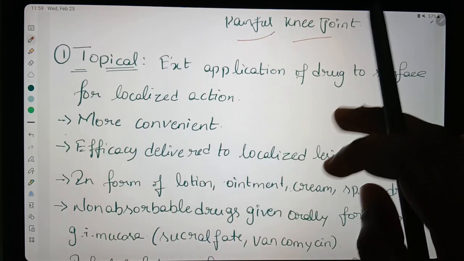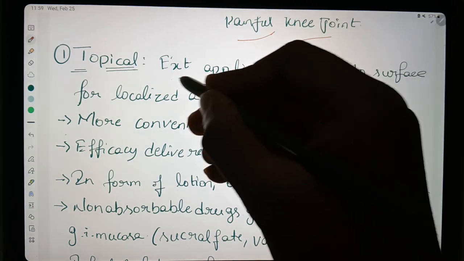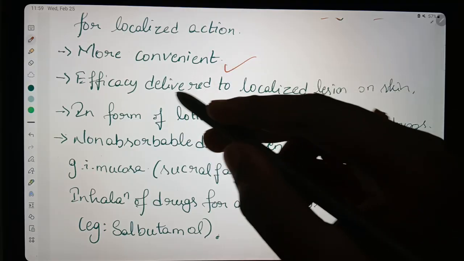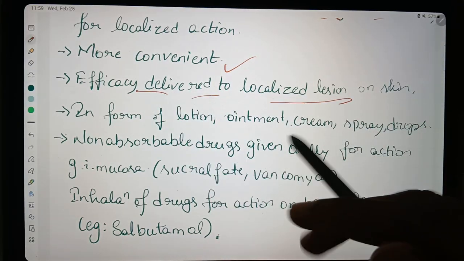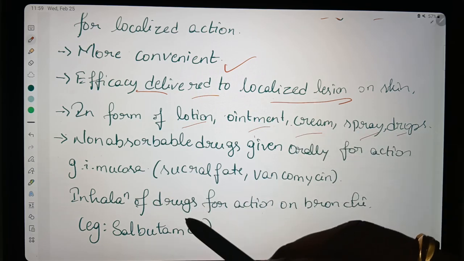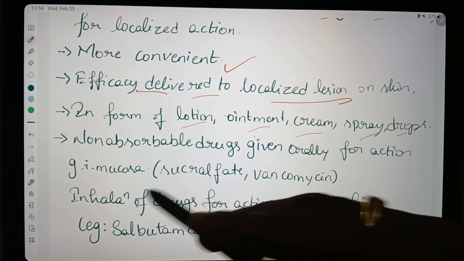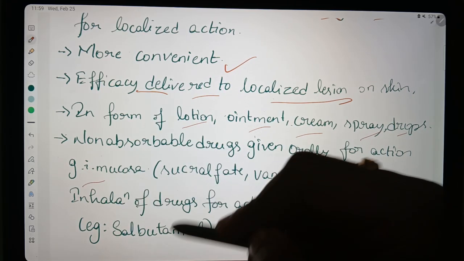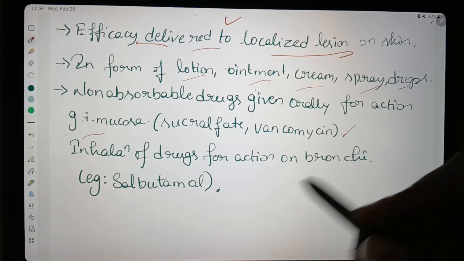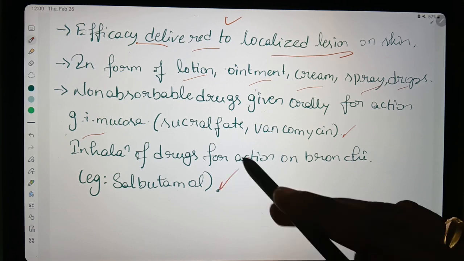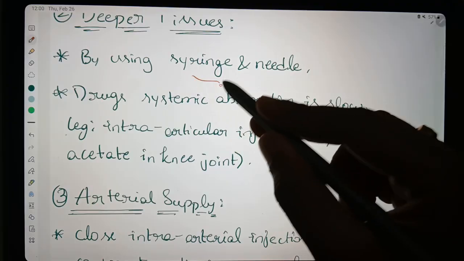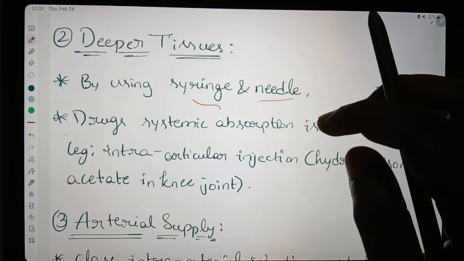Then topical: it is the external application of a drug onto a surface. It is more convenient and efficiently delivered to localized lesions, in the form of lotion, ointment, cream, spray or drops. Non-absorbable drugs are given orally for action on the gastrointestinal mucosa, for example sucralfate and vancomycin. Inhalation of drugs acts on the bronchi, for example salbutamol.